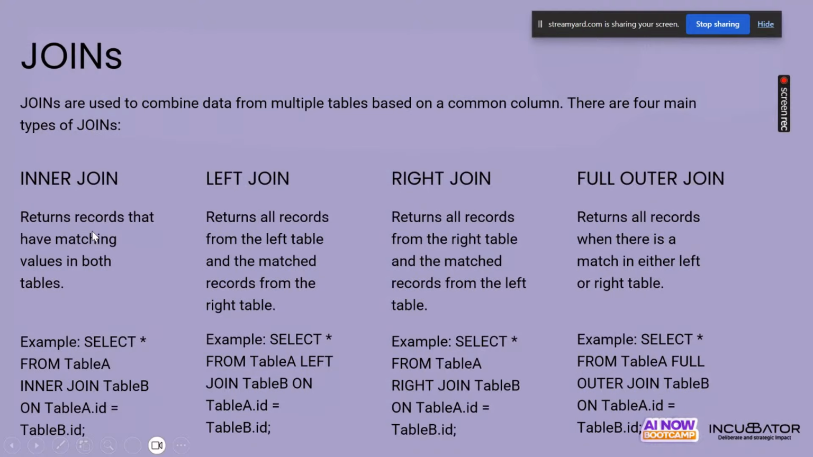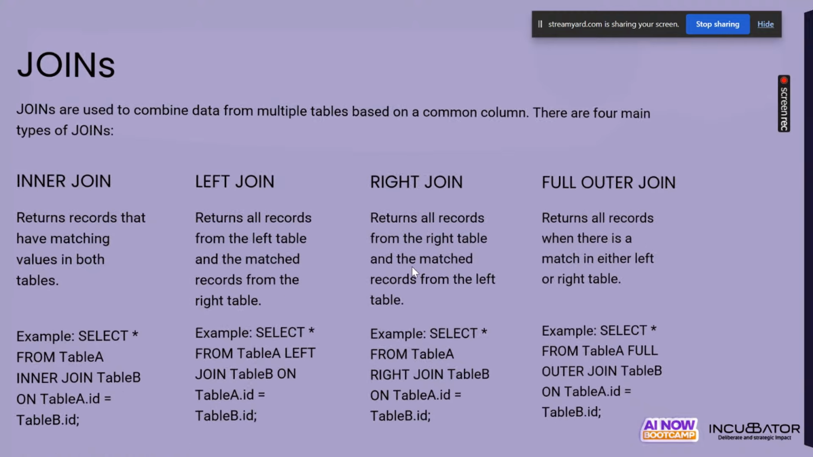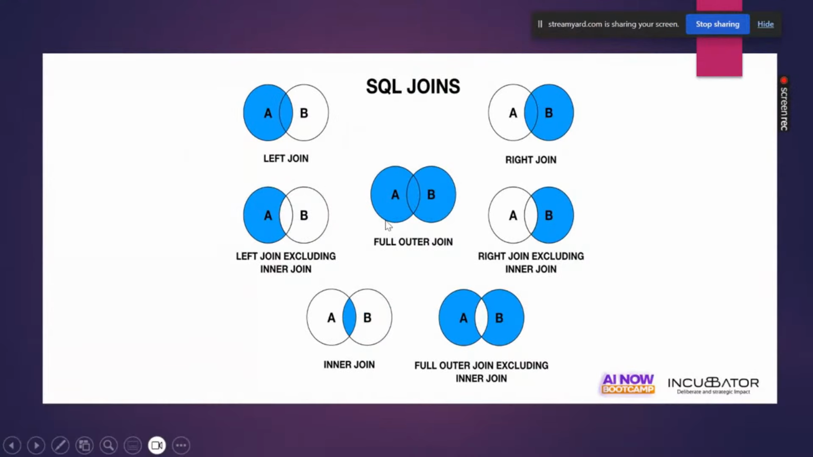We have the inner join. Inner join returns records that have matching values in both tables. Where table A equals table B, they match together. That is inner join. Maybe I should show you this diagram. A lot of us will know this from mathematics in school, I think it is called a set diagram. If you look at your set diagram, you will see that this SQL join looks like a set diagram.